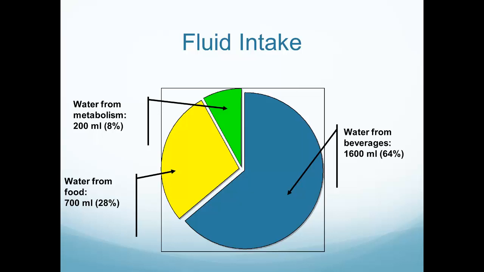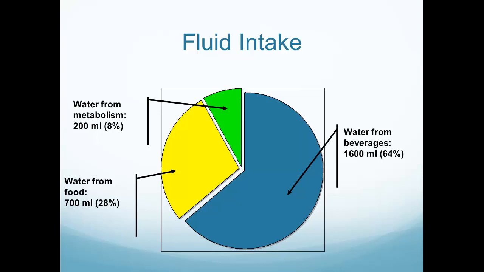So where does our fluid intake come from? We saw the previous picture that showed a number of different ways we get fluid in and out of the body. So let's take a look at the vast majority of our fluid intake comes from water that comes from beverages. So you're drinking that beverage and you're getting the vast majority of your water. A significant part of our water that we take in comes from food. So there is a certain amount of water that's in a lot of the food that you eat. Okay, so that's going to be 28%.